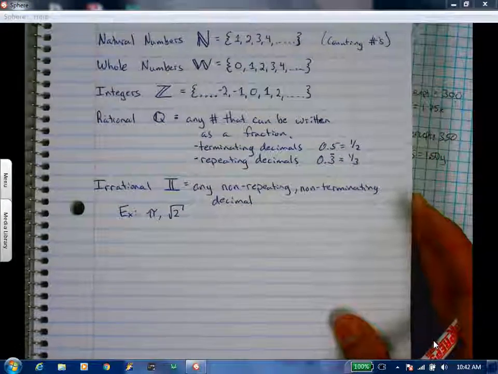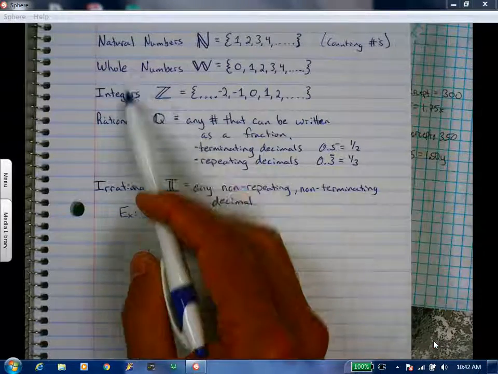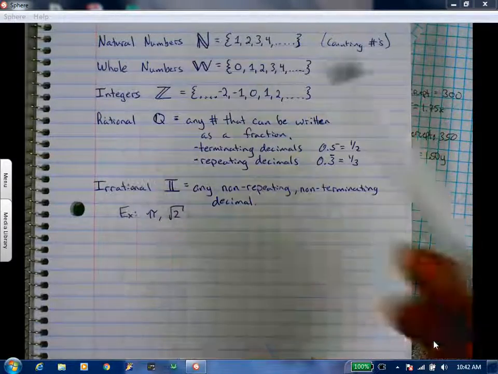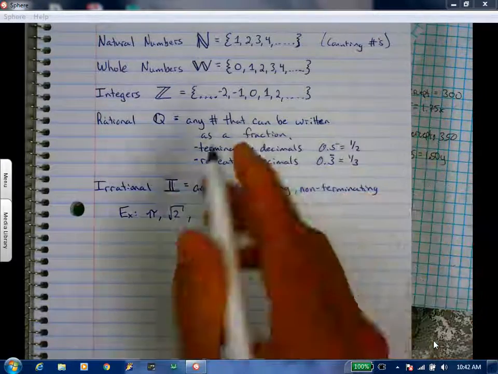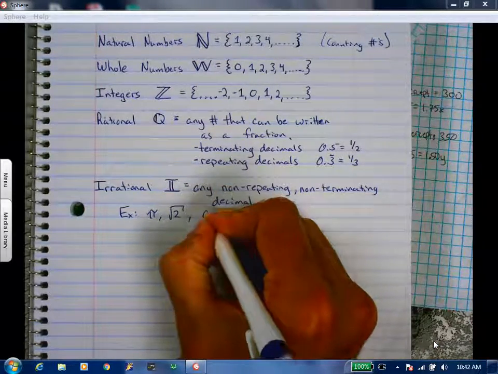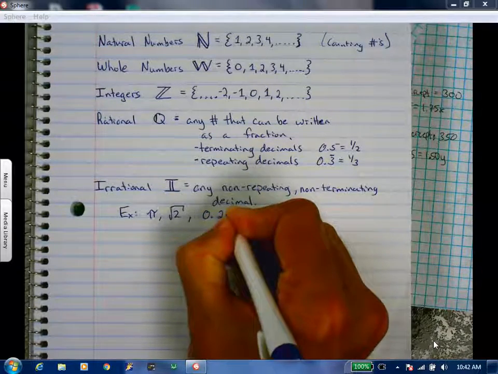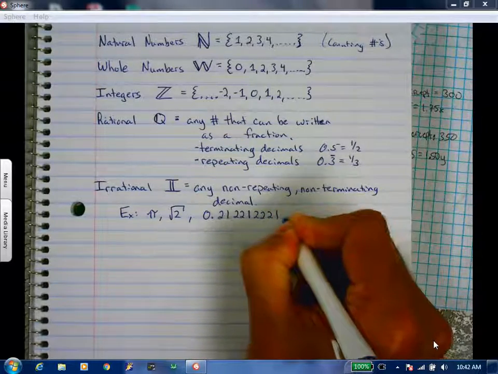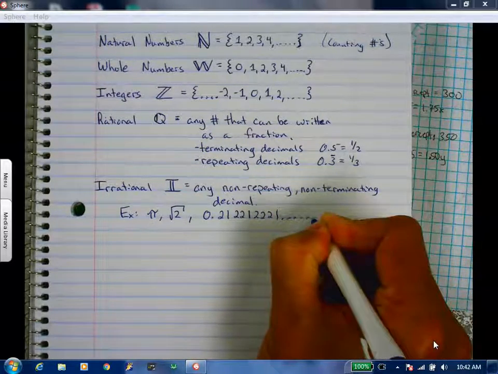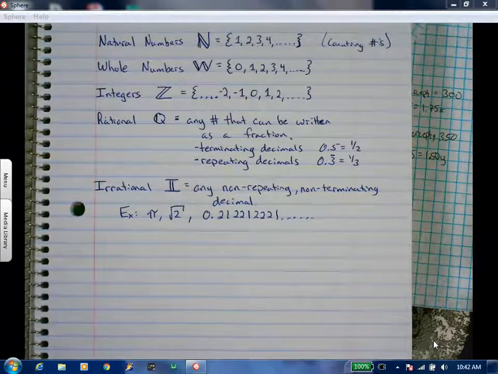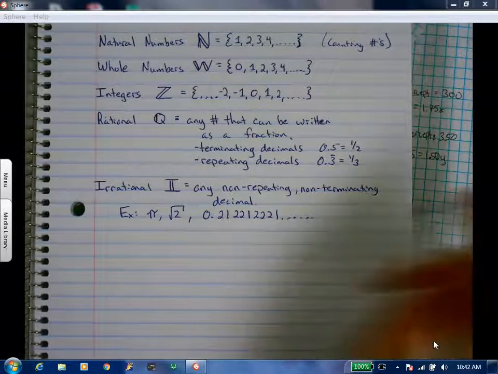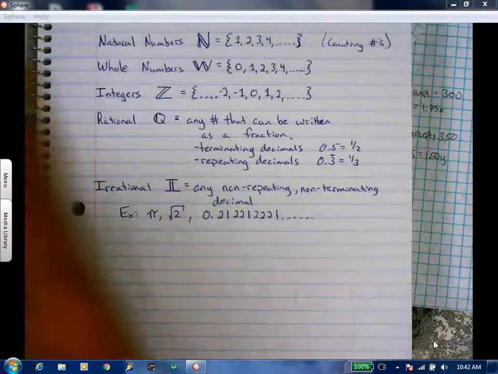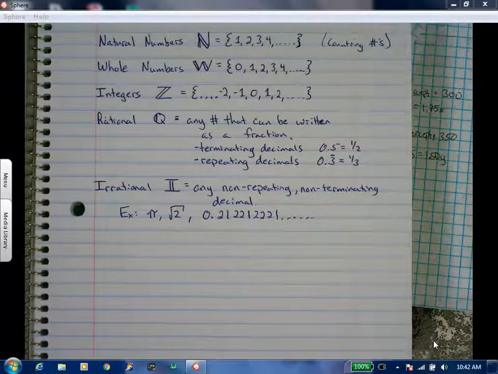Natural, whole, integer, and rational. It'd be all of those. One that usually gets them is if you have a pattern. So if I go 0.212212221... Is this a repeating decimal? Okay, so the 2's are increasing. There's definitely a pattern, but it's not a repeating decimal. Repeating decimals is if you have 2 1 2 1 2 1 2 1 2 1 2 1 2 1. It's the same digits over and over and over again. Okay.